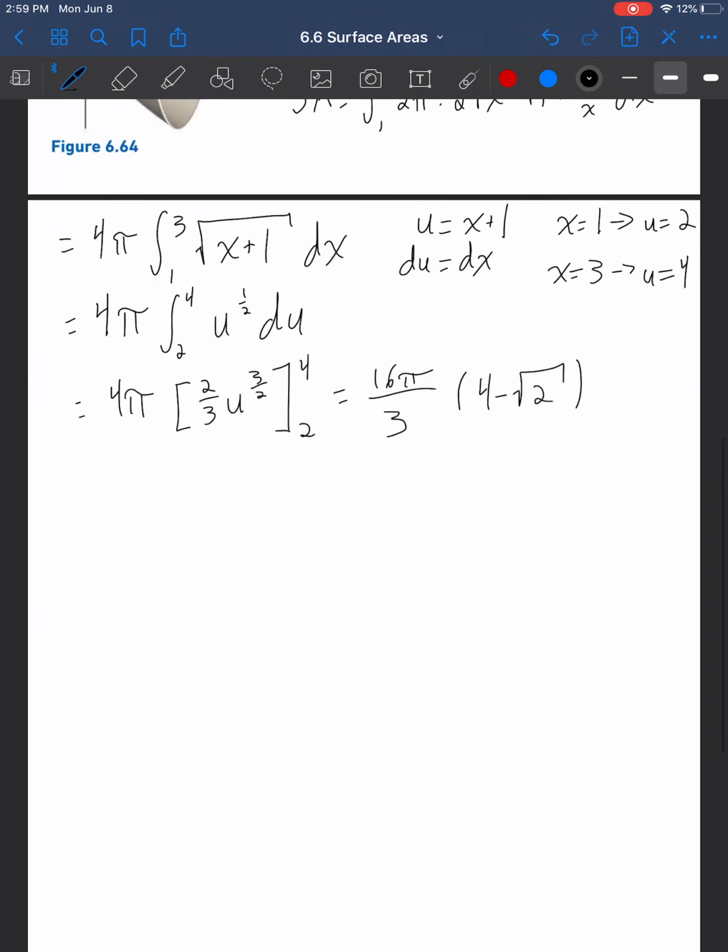Okay, so now we are going to talk about a relatively famous problem. It's kind of more of a philosophy problem than anything, but it's something called Gabriel's horn.